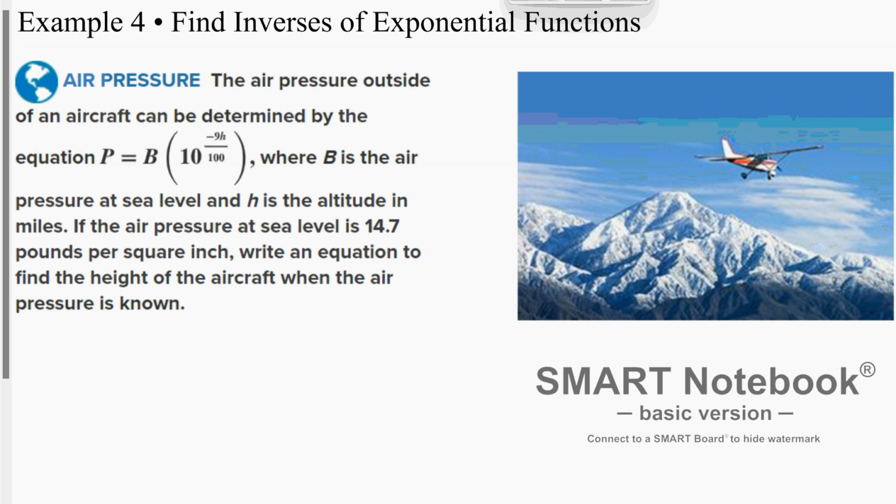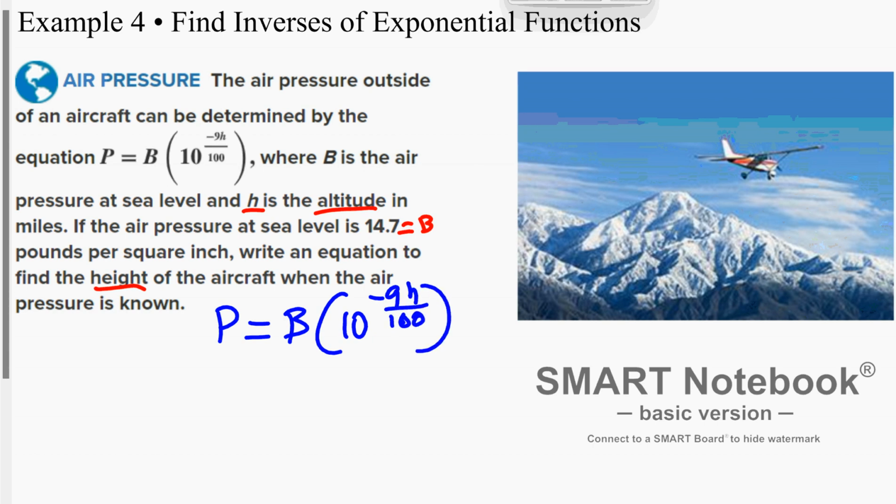If the air pressure at sea level, so that'd be B, is 14.7 pounds per square inch, write an equation to find the height. So the height, which is the altitude, is h when the air pressure is known. Okay, and we know the air pressure is 14.7, so P equals B times 10 raised to the negative 9h over 100.